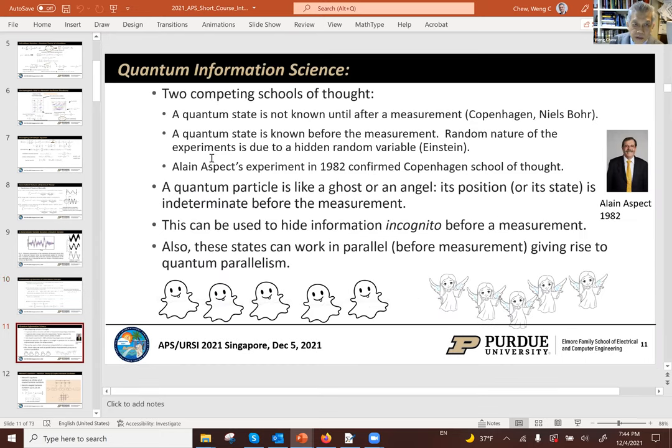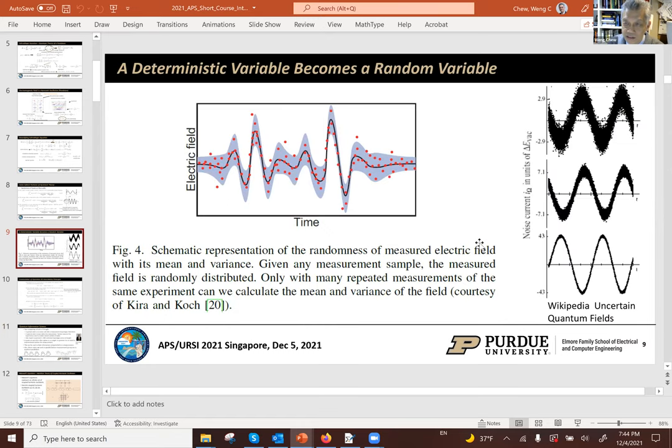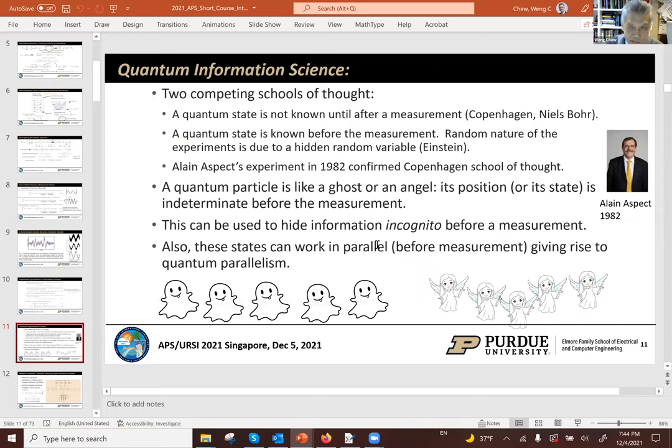So the Copenhagen School claims that one does not know what a quantum state is until after a measurement, whereas Einstein does not believe that. He thinks that a quantum state is known before the measurement. The random nature of the experiment is due to some kind of hidden variables behind the measurement. Because if you go to the lab and perform measurements, you see things like this. There's some randomness in nature, and Einstein believes that maybe there's some hidden variable somewhere, which is also a random variable that is controlling the outcome.